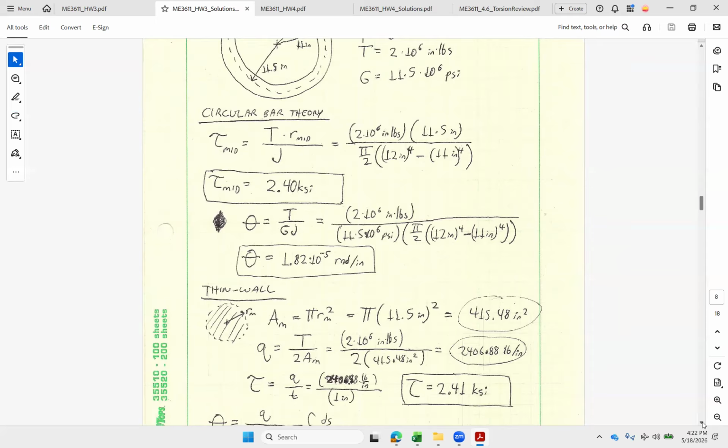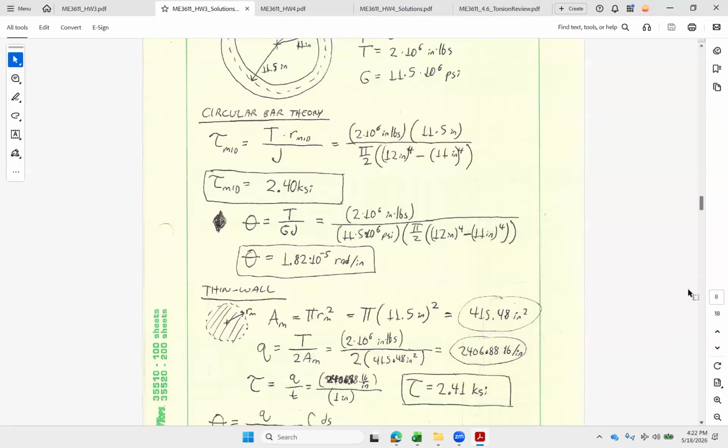Now, my thin wall theory says I box in the midline. So here's my mid area, 415 inches squared. My torque over 2 times that mid area gives me my shear flow. So shear flow at 2406. And then my thickness at 1 inch. So we divide through there, and I can see that's going to come out to three significant figures at 2.41. So just about on target with our circular bar approximation.